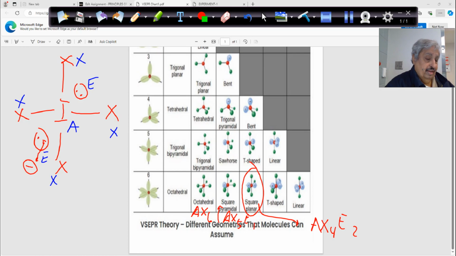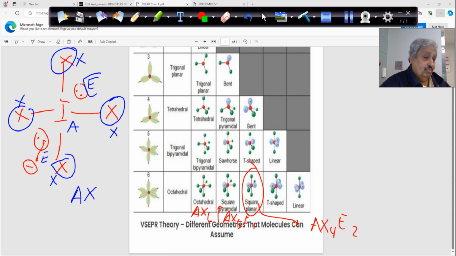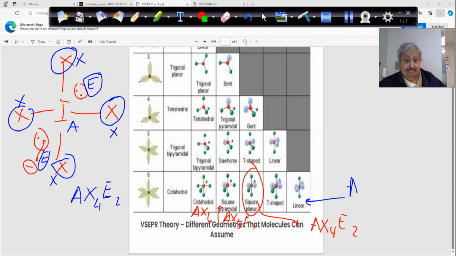So you have AX4, 1, 2, 3, 4. How many sets of lone pair? This is 1, and this is 1. So 4 here, and E2. Then you look at the chart. Those blue bubbles there are the lone pairs. Like this one here, this is 6, correct? This is A, central atom. How many X? 2, and E how many? 4, correct? That's linear.